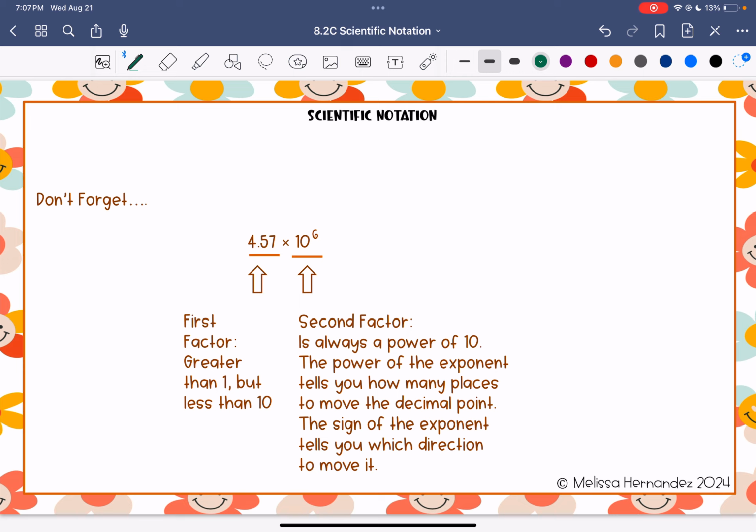So a negative exponent means move the decimal to the left because it's a really small number. And then a positive exponent means it's a really big number, so the decimal is going to wind up moving to the right. All right, well, I hope this helped.